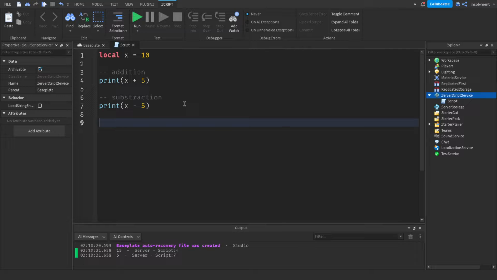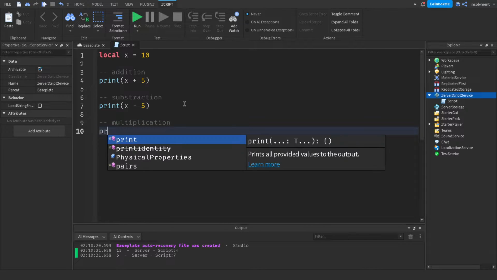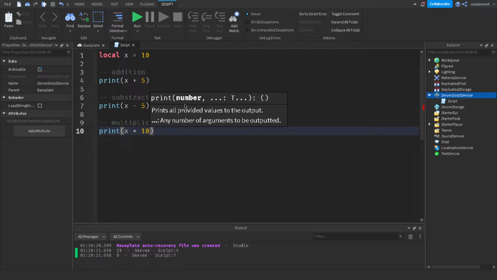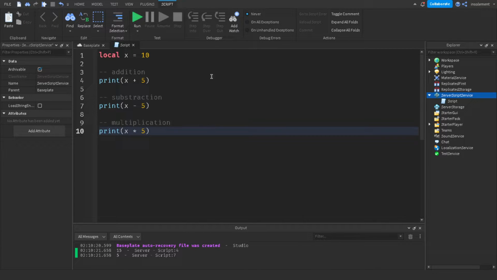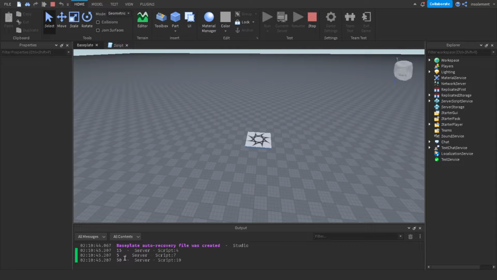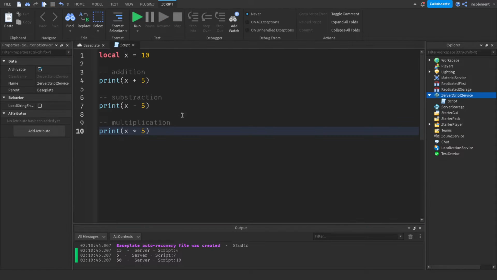Our next operator is multiplication, and so if we were to print x times 5, using this character called asterisk, we can see that it outputs 50, because 10 multiplied by 5 is 50, right? Pretty easy. Our next operator is division.